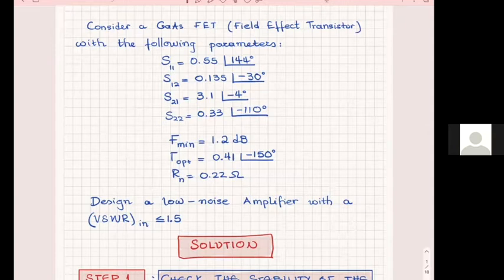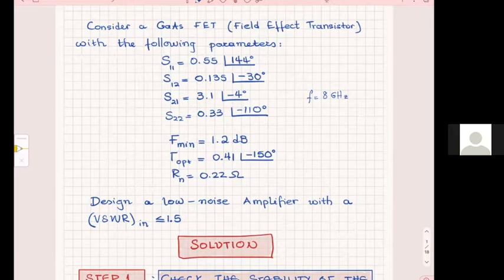So here they're giving us an FET. All right, these are the characteristics. And they give us the scattering parameters. Obviously, in this particular case, they are the scattering parameters at the design frequency. And how much is the design frequency? 8 gigahertz.